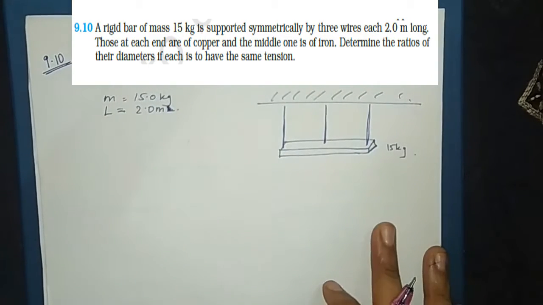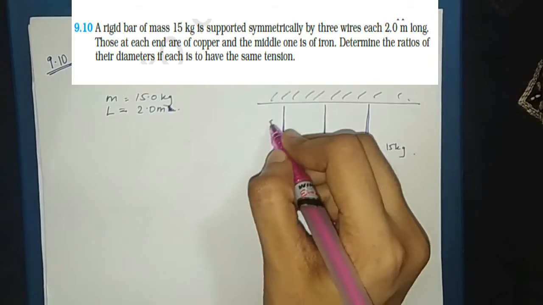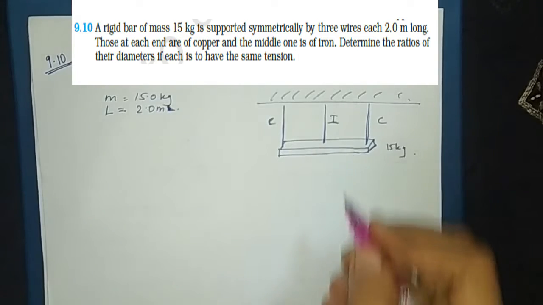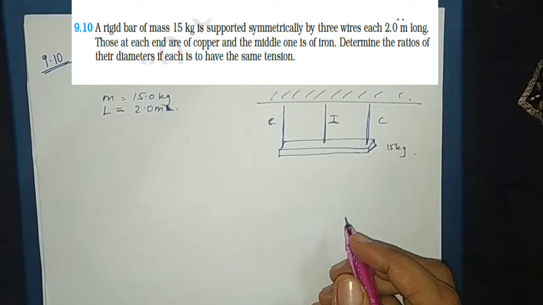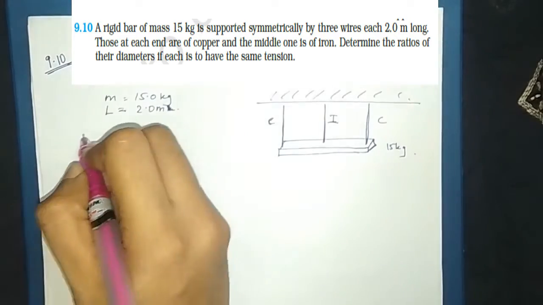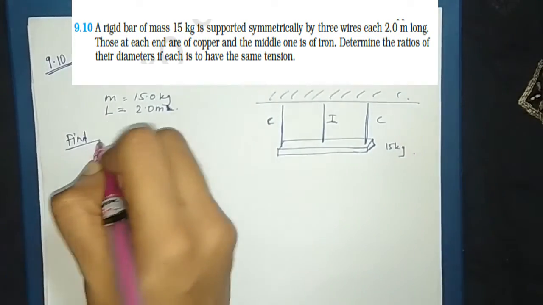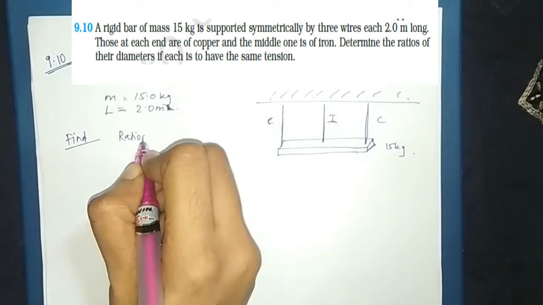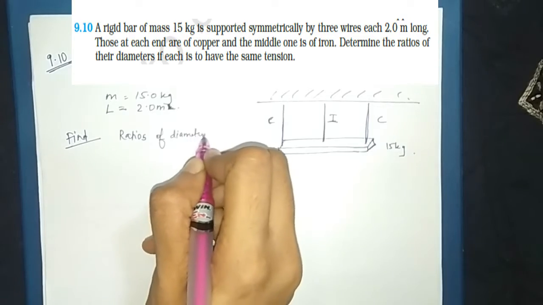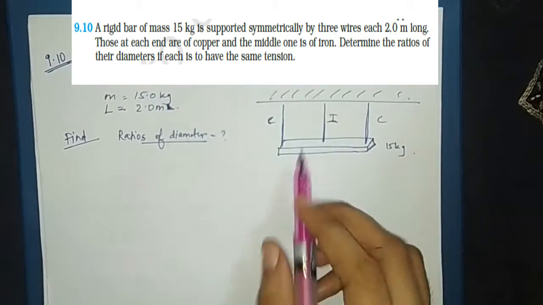Now next, those at each end are copper and the middle one is iron. So the side wires are copper and the middle wire is made up of iron. Determine the ratios of the diameters if each is to have the same tension. So what we have to find is the ratio of the diameter of both the wires, that is copper and iron.